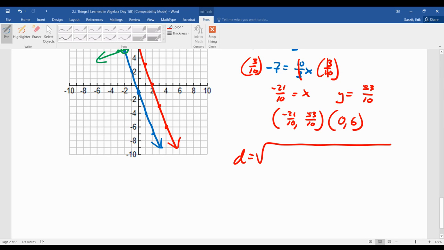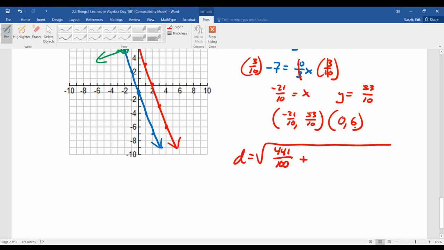So just ask yourself, how far apart are these x values on the number line? Obviously, the distance between these two would be 21 over 10. We have to square that. Now, I'm not expecting you to be able to square 21 in your head, so go ahead and use your calculator there, but 21 squared is 441. 10 squared, of course, is 100.